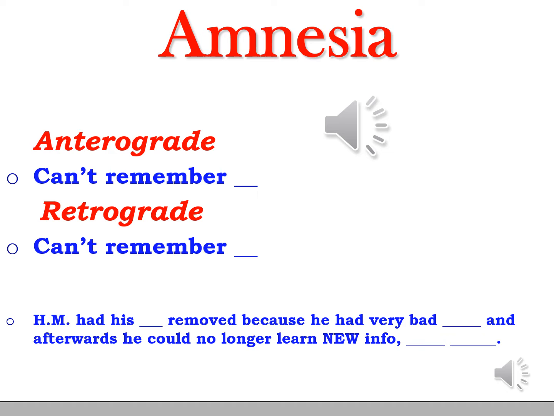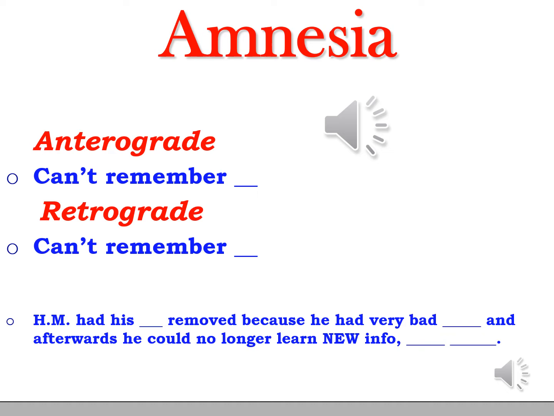So next, when that settles okay, consider the example of HM, who we discussed earlier in the course, and see if you can fill in those four blanks associated with the answer, with the question. Unfortunately for HM, he had a brain structure that was regularly short-circuiting, resulting in many, many seizures every day. So he had his hippocampus removed because of his bad epilepsy or bad seizures. And afterwards, he could no longer learn the new stuff.